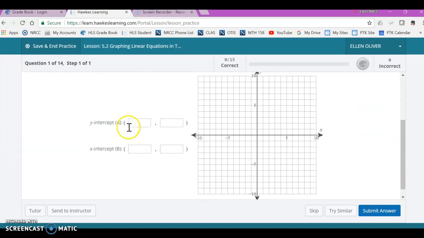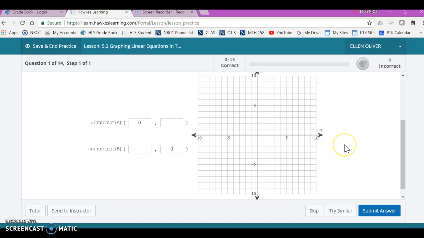The y-intercept is going to be where it crosses the y-axis, so your x-coordinate will be 0. And the x-intercept is where it crosses the x-axis, so your y-coordinate will be 0. For these, I just go ahead and fill in those two zeros so that I know I'm just plugging in 0 for x, solving for y, plugging in 0 for y, and solving for x.